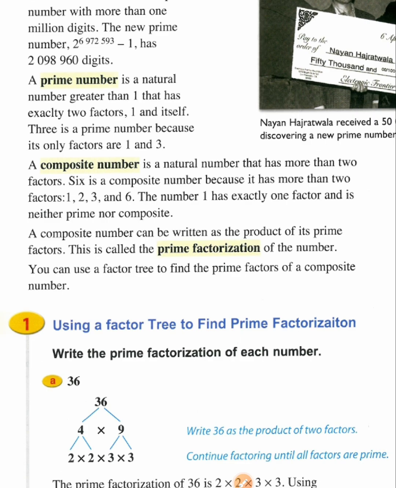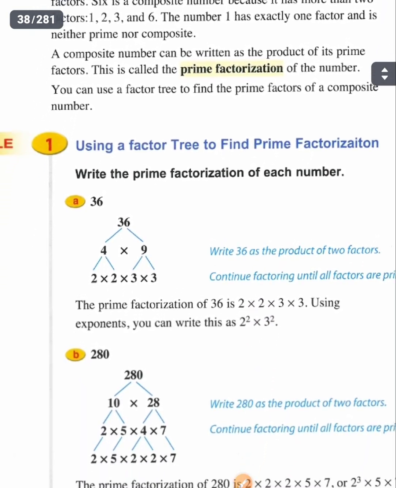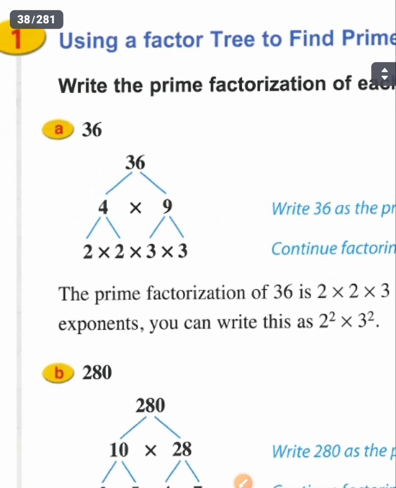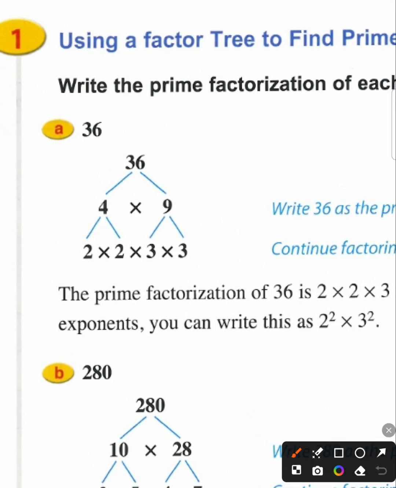So be careful. A composite number we can write as a product of its prime factors. You must remember that this process is called prime factorization of the number. You can use a factor tree to find the prime factors of composite numbers. So what does it mean? How do we use a factor tree to find prime factorization? Look, we have here the prime factorization of the number 36. This number 36 you can write as 4 times 9. Then you will write 4 as 2 times 2 and 9 as 3 times 3.